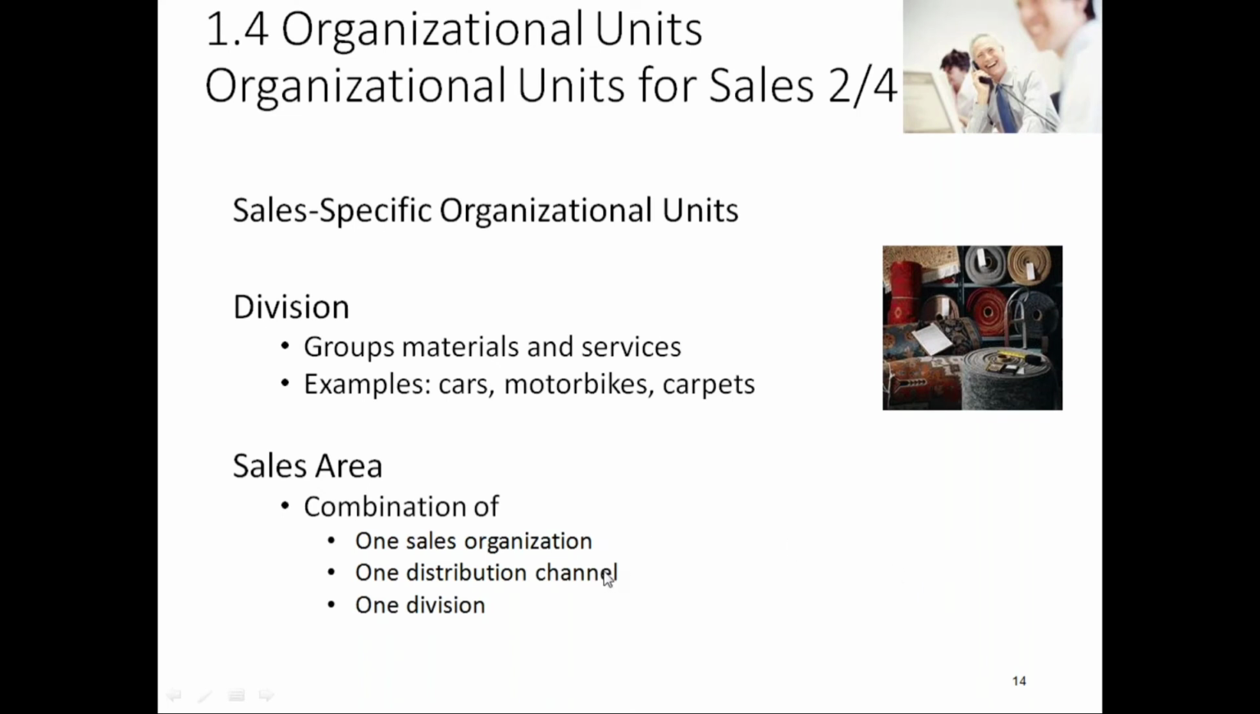If in case you have 10 distribution channels and 10 divisions, then every unique combination of distribution channel and division has to be one sales area. So there will be multiple combinations existing in the system in order for you to define the sales areas. Every unique combination of a sales organization, distribution channel and division will form a sales area. Okay, clear so far?